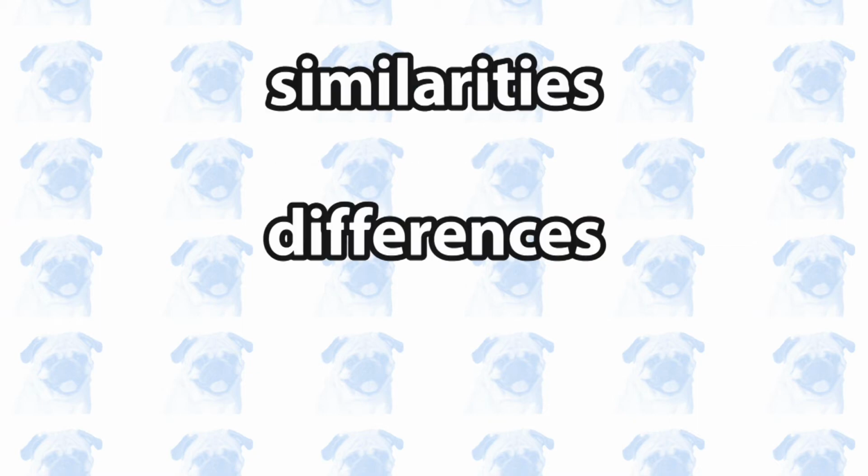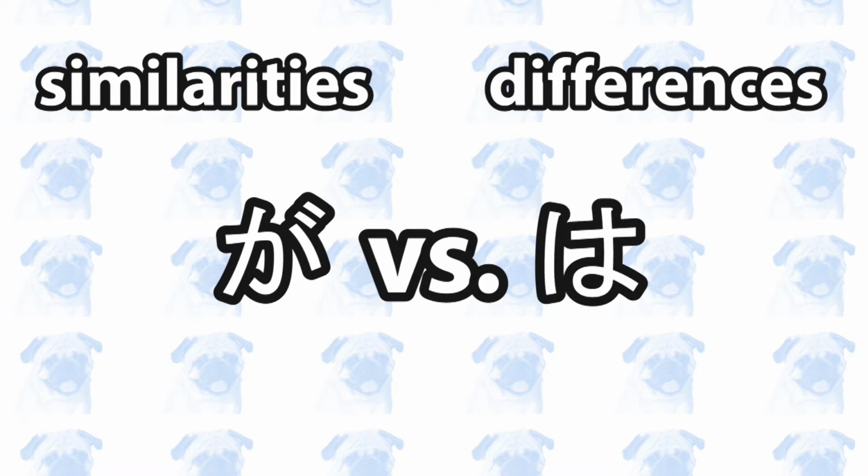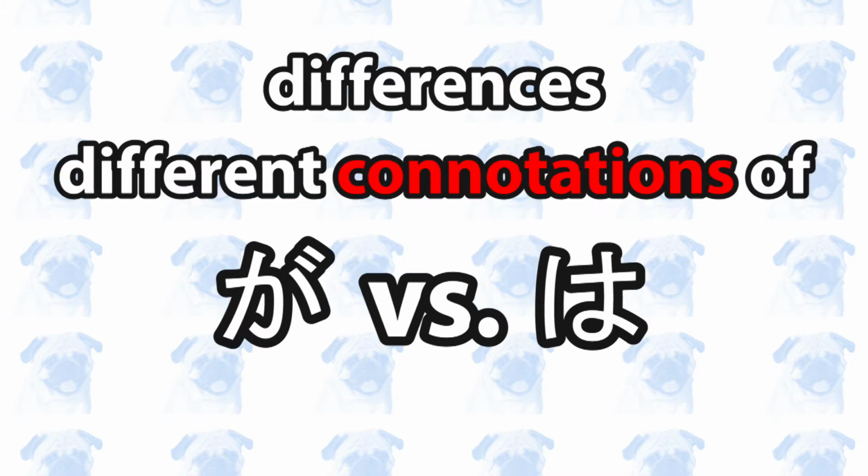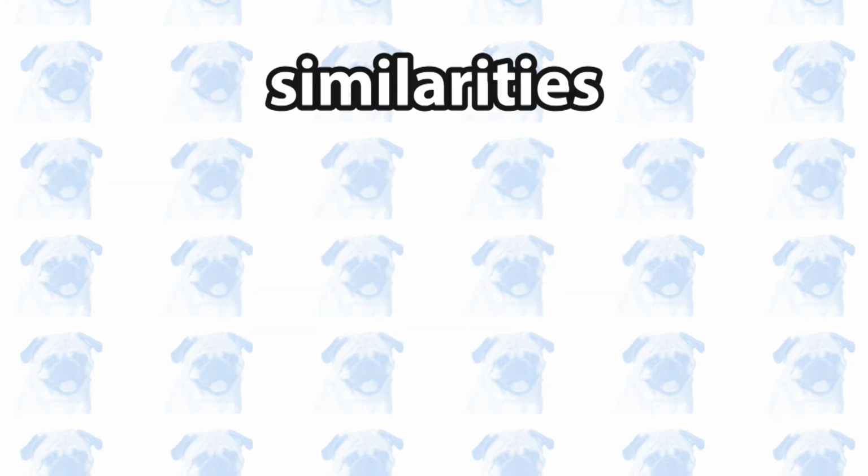This video explains some of the similarities and differences between ga and wa, which are two of the most important particles of Japanese. As for the differences, I will specifically talk about the different connotations that these particles have. Let's start with the similarities.